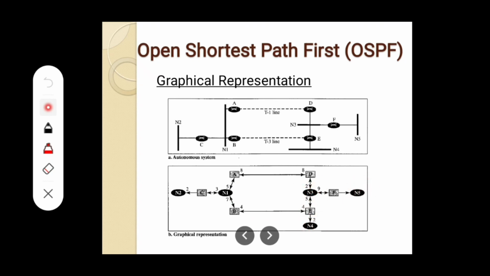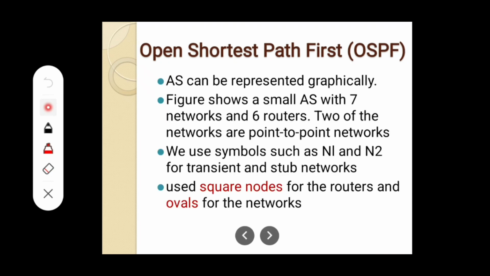Then see here, this is the router: router C, router A, router B, router D, router E, and router F. Similarly, we can also assign the cost in between these routers. So in OSPF, an autonomous system will be graphically represented in this manner. Let us see the theory. An autonomous system can be graphically represented like this.